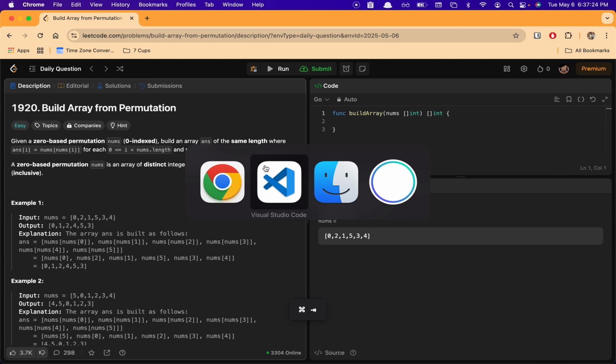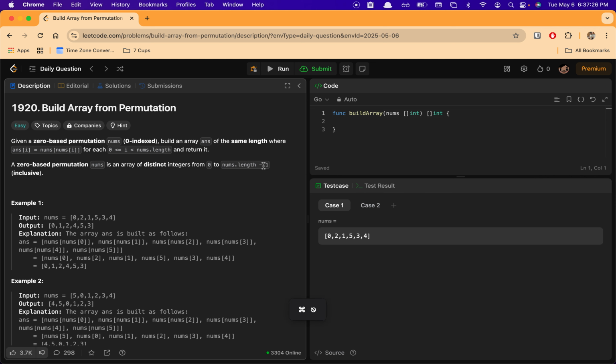Hello folks, so in this video I'm trying to solve LeetCode problem 1920, build array from permutation. Given a zero-based permutation of numbers, basically a permutation where the order of the numbers is different, build an array ans of the same length where ans[i] is equal to nums[nums[i]]. So nums is the initial input array, and for each i in nums.length.